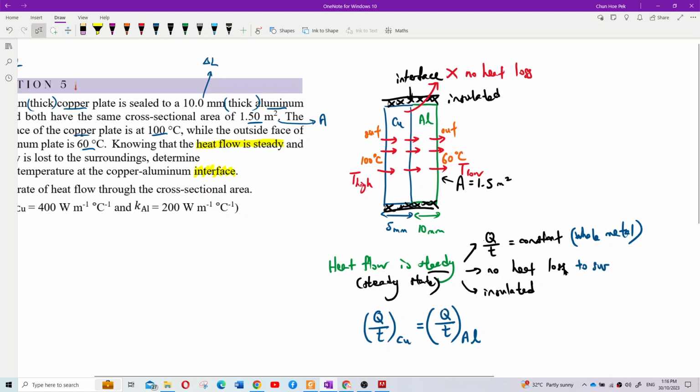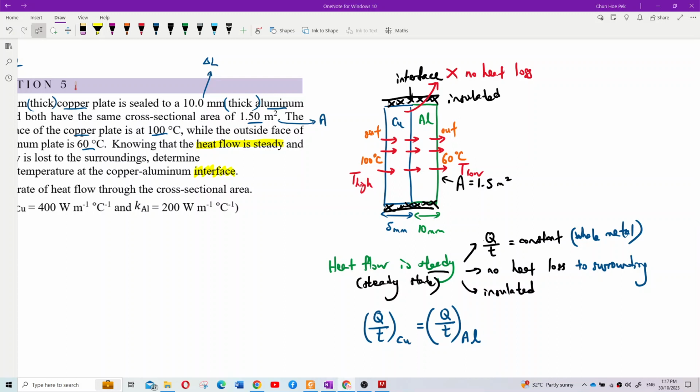No heat loss to surrounding. And why no heat loss to surrounding? Because it is insulated. So the heat flow at copper is equal to the heat flow at aluminium. Imagine if this metal is not insulated, then heat will be lost in the middle.